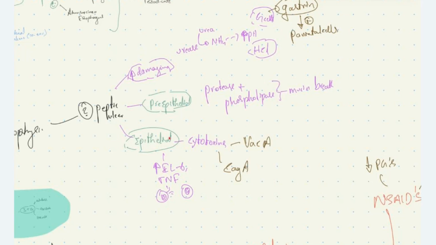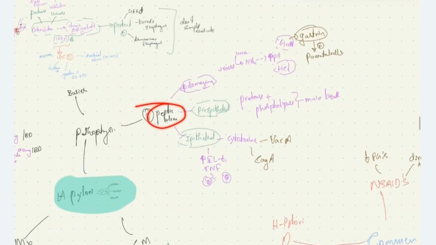The epithelium of the stomach can be injured by cytotoxins secreted by H. pylori. Those are VacA and CagA. And also, the Helicobacter pylori bacteria will cause an increase in pro-inflammatory mediators like interleukin-6 and TNF-alpha, tumor necrosis factor, causing influx of inflammatory cells like B cells, T cells, macrophages, causing damage to the epithelium, thereby leading to peptic ulcer. This is about the pathophysiology of H. pylori.